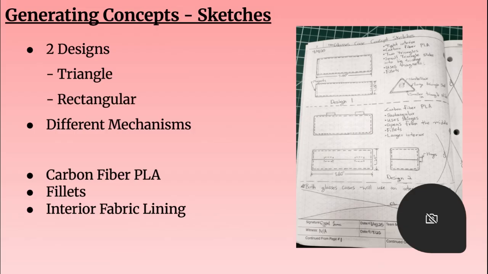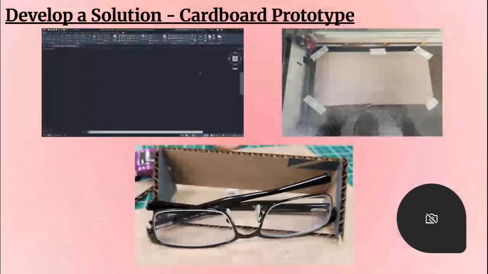The case design I would end up going with would be my triangular case design. Not only are triangles naturally just stronger shapes than rectangles, but I also feel like this design was more creative, utilizing magnets and a hook as opposed to the traditional hinges. After choosing the design I wanted to go along with, I began to design a cardboard prototype to give me an idea of what the shape would look like.